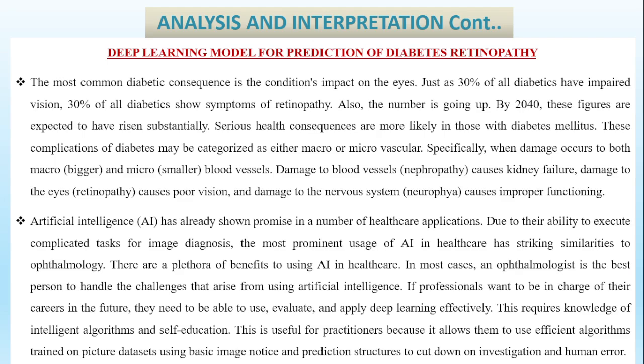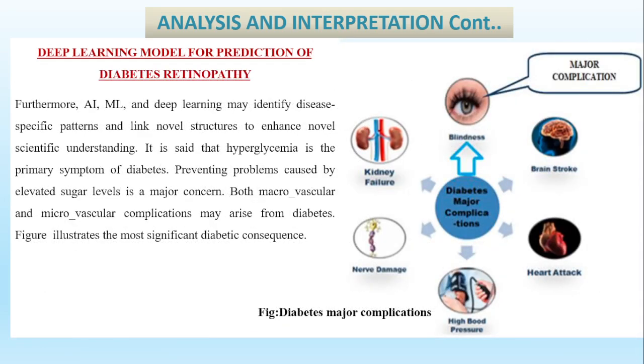If professionals want to be in charge of their careers in the future, they need to be able to use, evaluate and apply deep learning effectively. This requires knowledge of intelligence, algorithms and self-education. This is useful for practitioners because it allows them to use efficient algorithms trained on picture datasets using basic image notice and prediction structure to cut down on investigation and human error. Now, this is the major complications in a retina. AI, ML and deep learning may identify disease specific patterns and link novel structures to enhance novel scientific understanding.